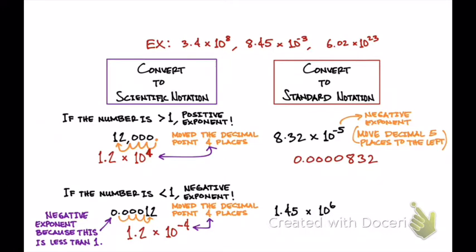And the last one here is 1.45 times 10 raised to the 6th power. And so because we have a positive exponent, you're going to move that decimal point 6 places to the right. So we have 1,450,000.